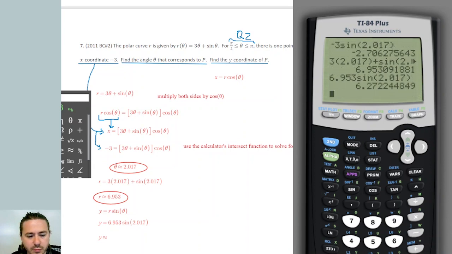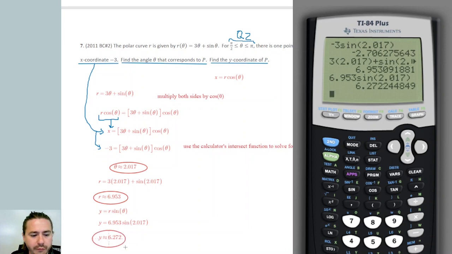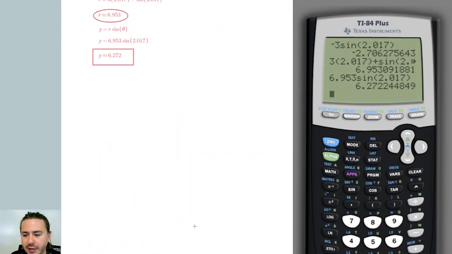All right, so we get about 6.27. There we go. Now we found the y-coordinate of P. We could find the x-coordinate similarly, but it doesn't ask for it. So that's it. I think that's the last problem.